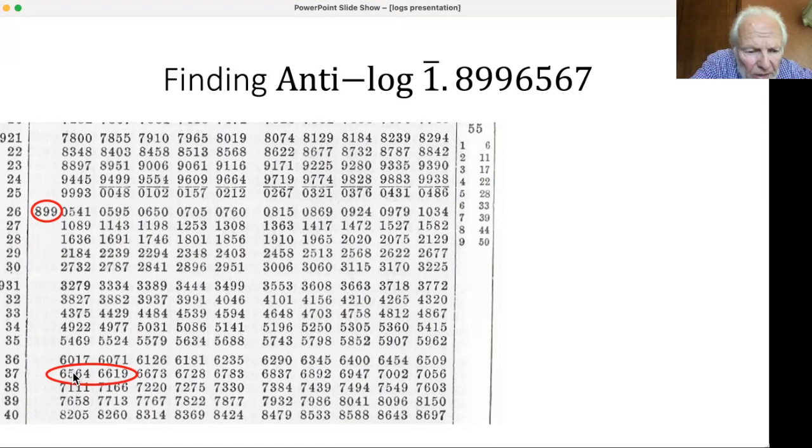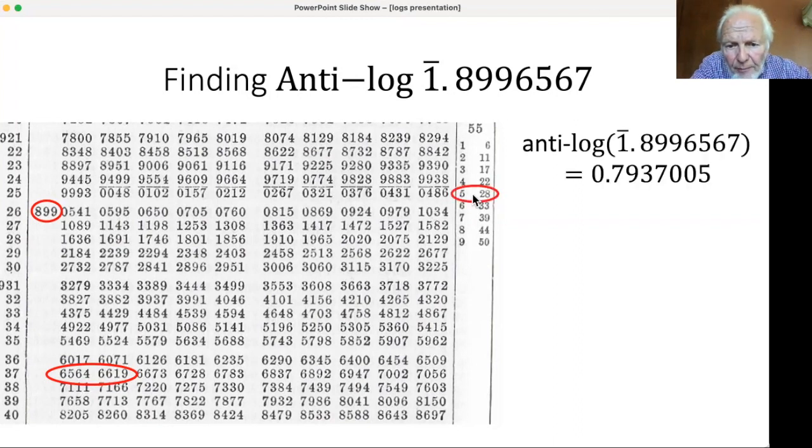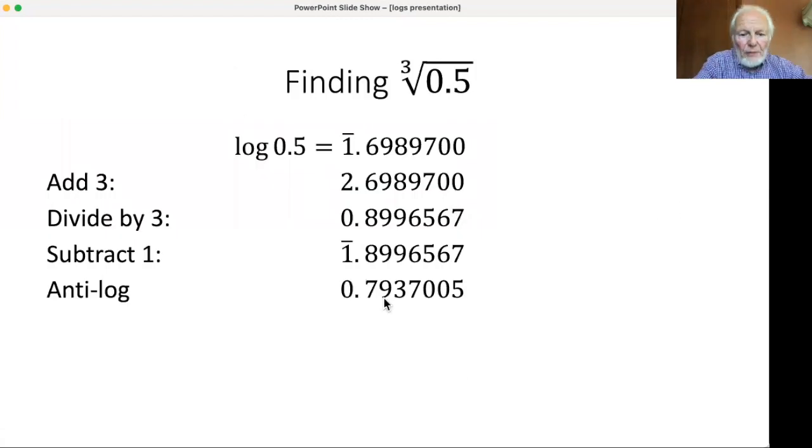And in fact, it's 3 beyond this one, isn't it? Even 1 in the 6th place is too much. That would take us 6 beyond 6,4. So we want to move 3 beyond, which is going to be 5, isn't it? This 5 here. So anti-log of bar 1.899657 is 0.7937005. So we do the anti-log, and that's the answer.